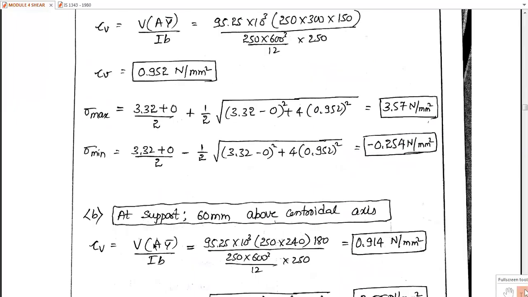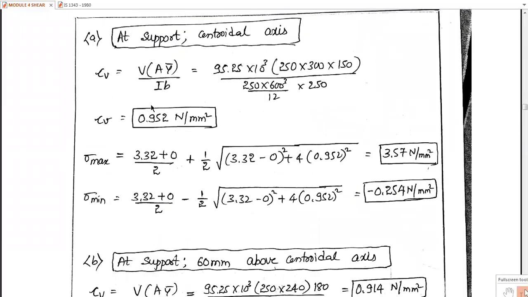Now we need to calculate the two conditions. At the support section at the centroidal axis, what will be the principal tension? And also at the support section 60 mm above the centroidal axis, what will be the principal tension? Now calculate the shear stress. Tau is equal to V into A Y bar divided by I into B.